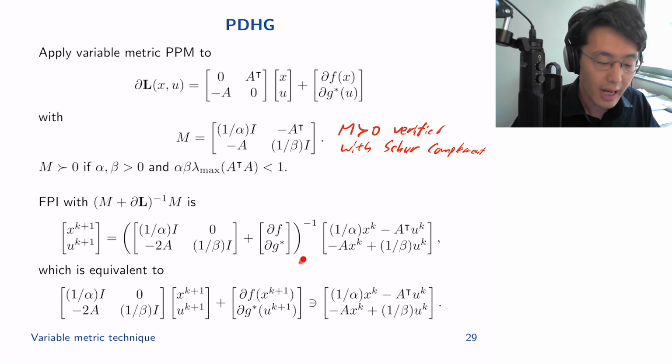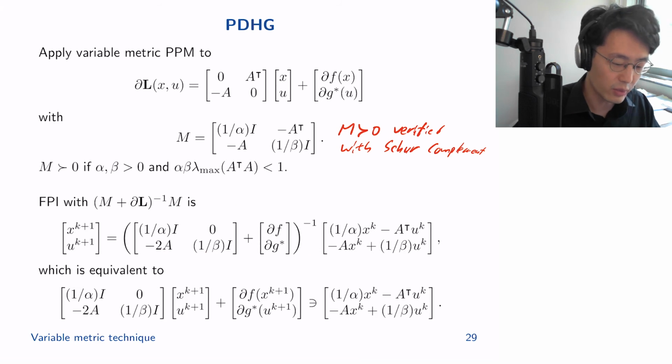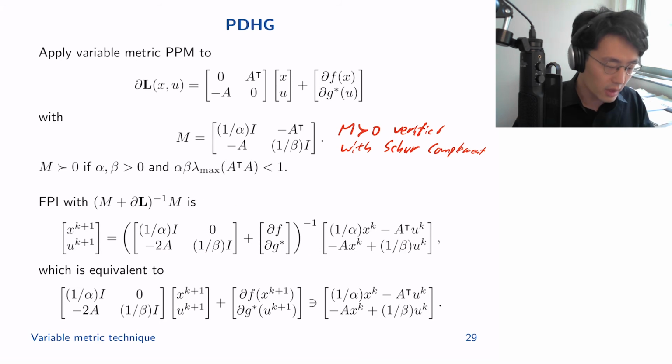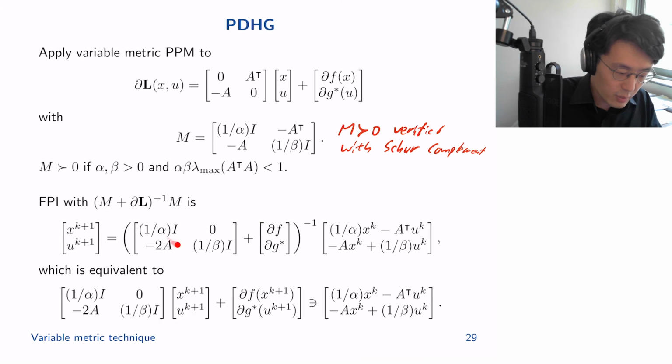To understand how it is that we can compute this inverse, we'll put the inverse on the left-hand side so that we no longer have any inverses. When we do so, we would just apply this operator to the left-hand side. So we have this lower triangular matrix multiplied to xk plus 1, uk plus 1, and then we have the subdifferential operators, partial f and partial g star applied to xk plus 1 and uk plus 1. And then we have this inclusion. This right-hand side remains the same.